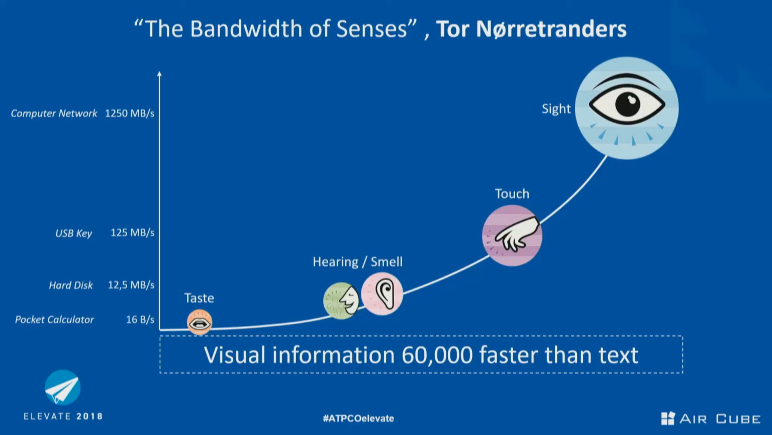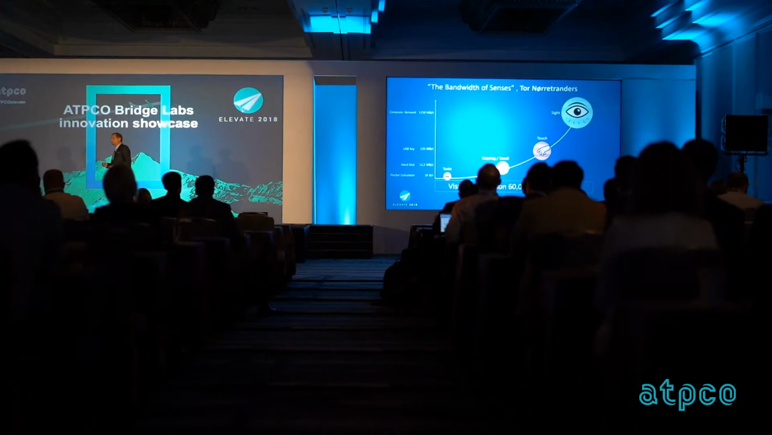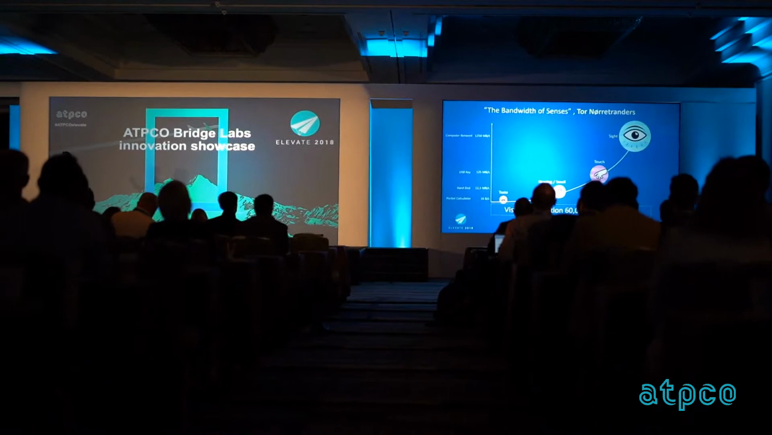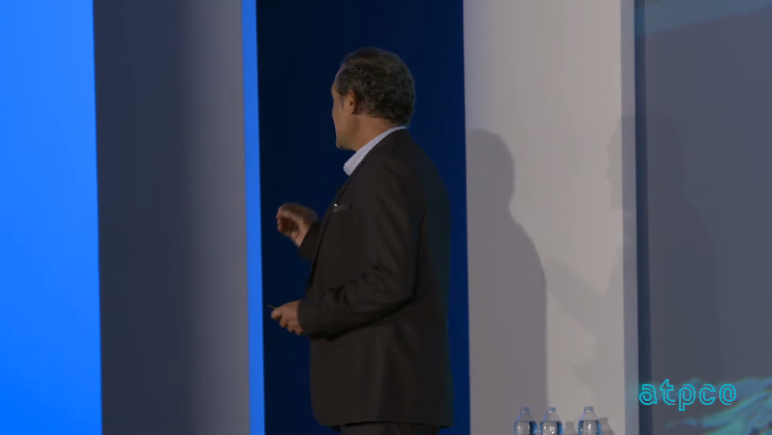And if you look at this analysis from a Danish physicist, he measured the bandwidth of our five senses using computer terms. If our taste can be compared to a pocket calculator, then our hearing and smell will be compared to hard disk, our touch, the USB key, and our sight to a computer network. And so the sight has the highest bandwidth.